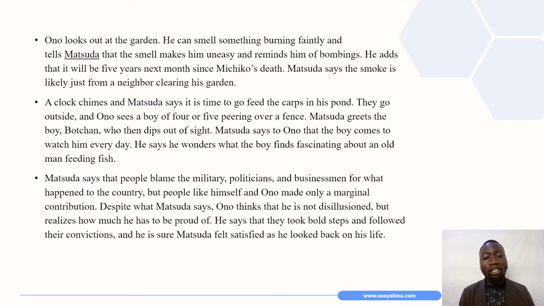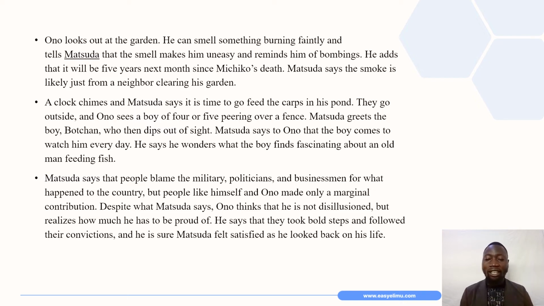So the duo go outside and Ono sees a boy of 4 or 5 peering over a fence. Masuda greets the boy, whose name is Bochan, who then dips out of sight. He says to Ono that the boy comes to watch him every day. He says he wonders what the boy finds fascinating about an old man feeding fish.